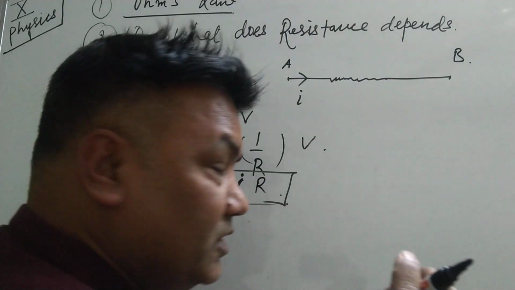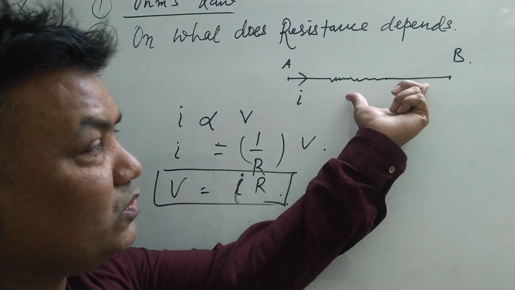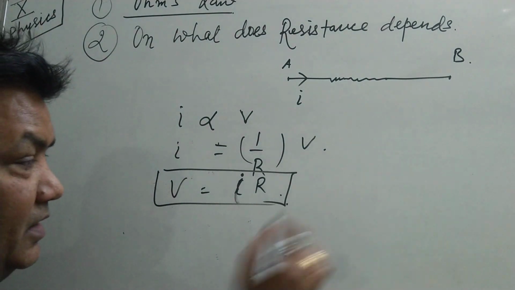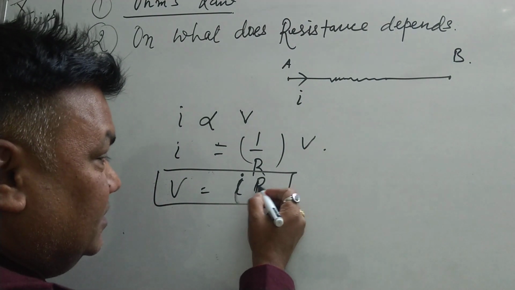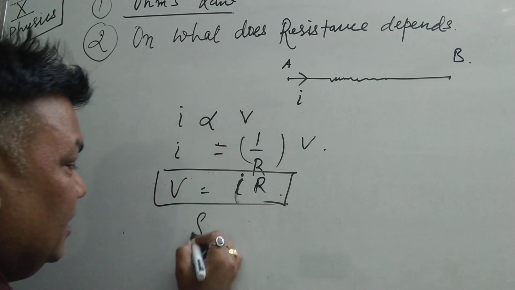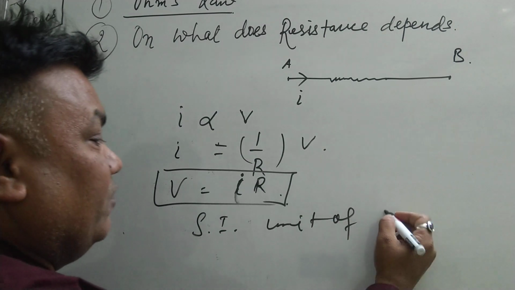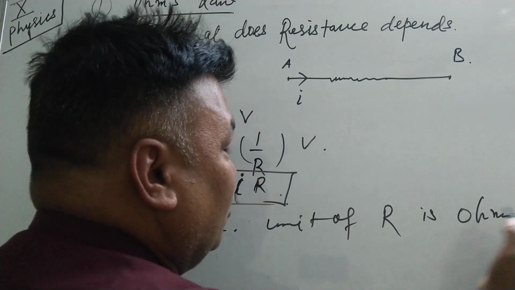So R is what? R is a constant of this element. Element means what? This wire, and its resistance, its unit is ohm. The SI unit of R is ohm.